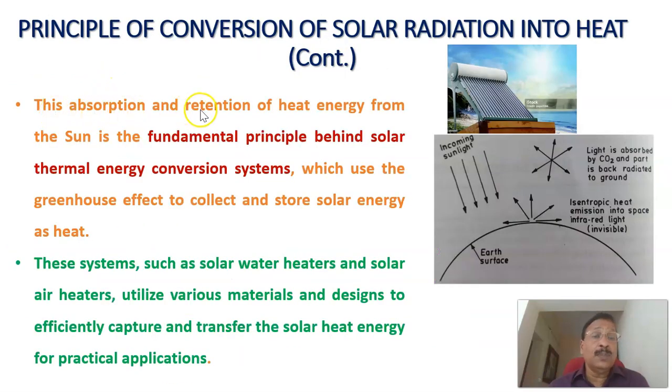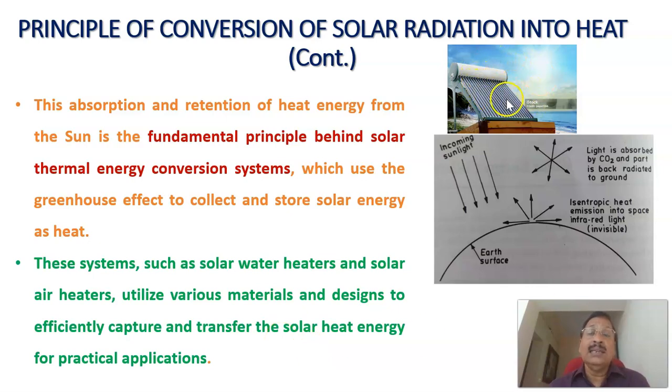Now, this absorption and retention of heat from the sun is the fundamental principle behind the solar thermal energy conversion system, which uses the greenhouse effect to collect and store solar energy as heat. Systems such as solar water heaters and solar air heaters utilize various materials and designs to effectively capture and transfer the solar heat energy for practical application. We'll see later what the applications of the solar thermal system are.